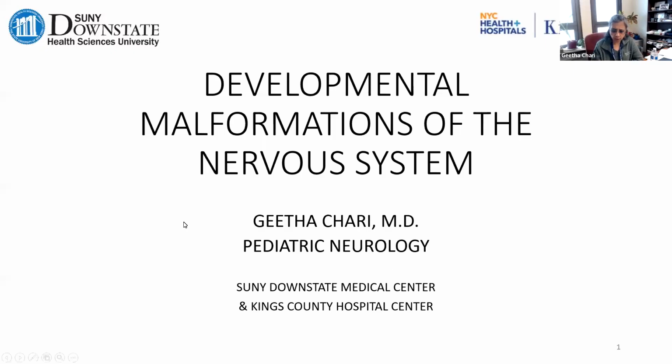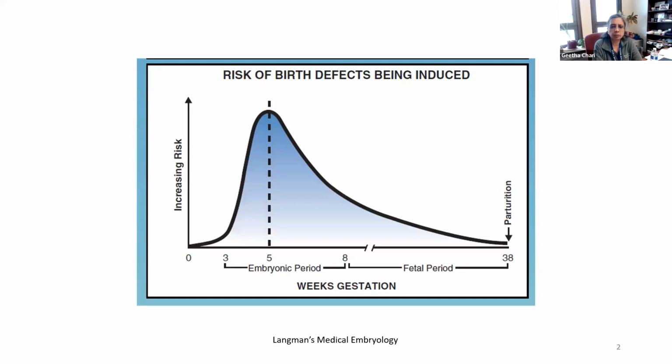So when we start talking about malformations of the nervous system, the peak time when birth defects tend to be induced is around 3 to 8 weeks of gestation in the embryonic period. You can see this graph from the medical textbook of embryology by Langman, that the peak birth defects happen around 4 to 5 weeks after conception, and then it goes down.